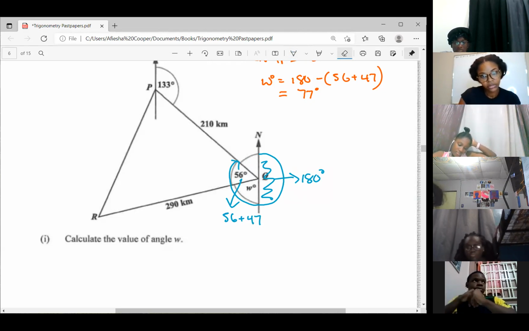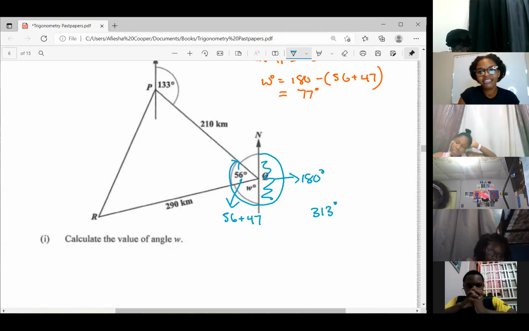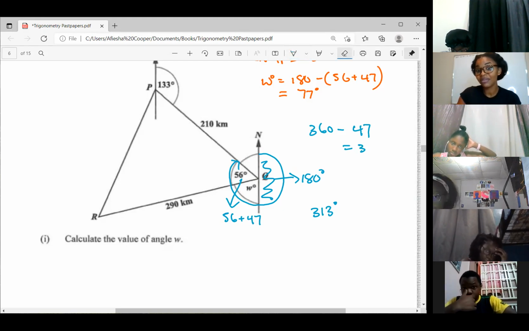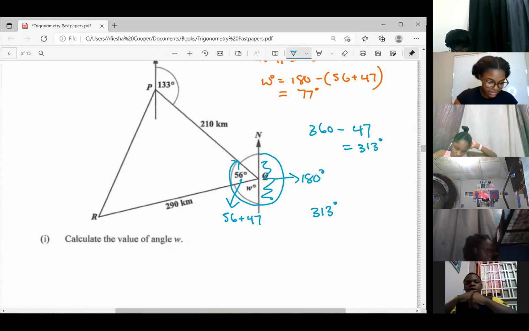Yes, 313 degrees. Any questions there? Miss, you can subtract 360 minus 47 as well. Yeah. You see what I'm talking about? It keeps happening over and over. So 313 degrees, right? All right, what's next?